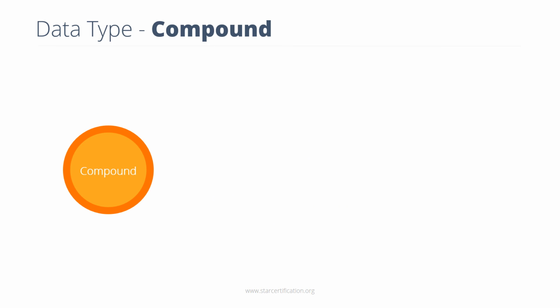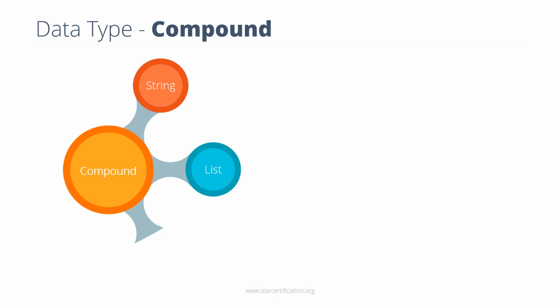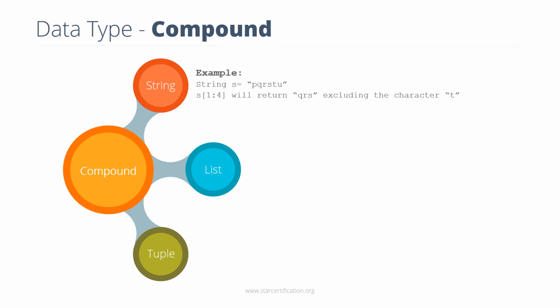A compound data type includes string data type, list data type, and tuple data type. Let us discuss each of these data types in detail. String. A contiguous set of characters enclosed in the quotation marks is identified as a string. The characters in the string can be accessed using square brackets. To get a set of characters, slice operator, a colon within square brackets, is used. The string starts with the index 0 and increases by 1, if considered from the front end.